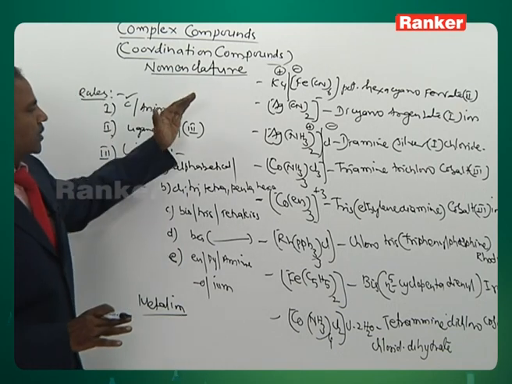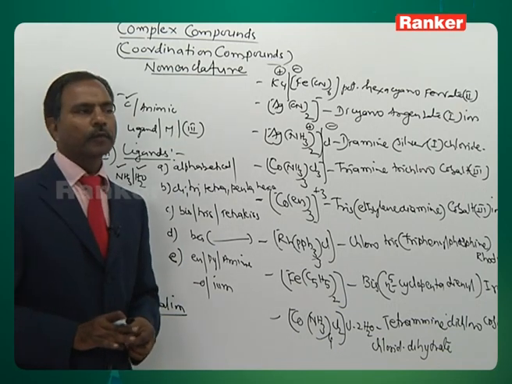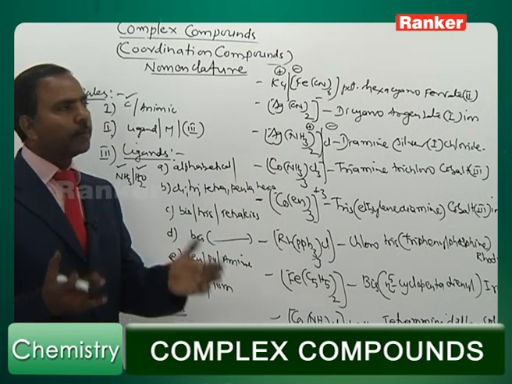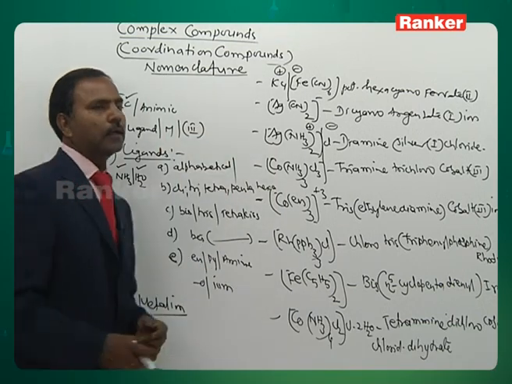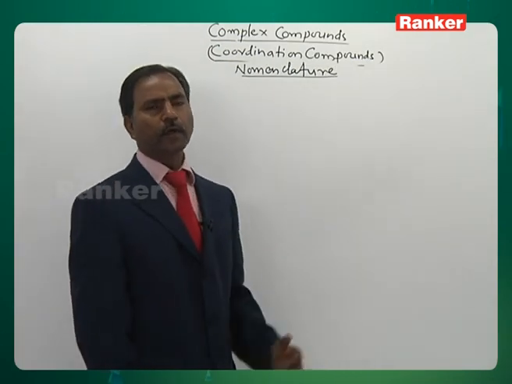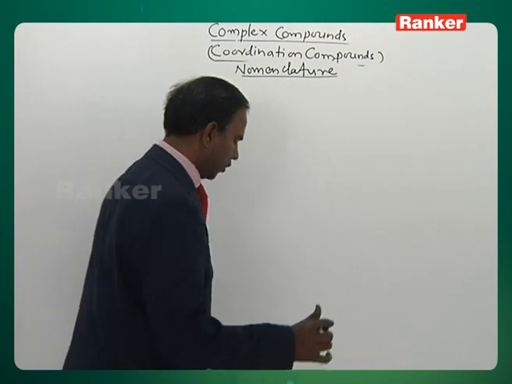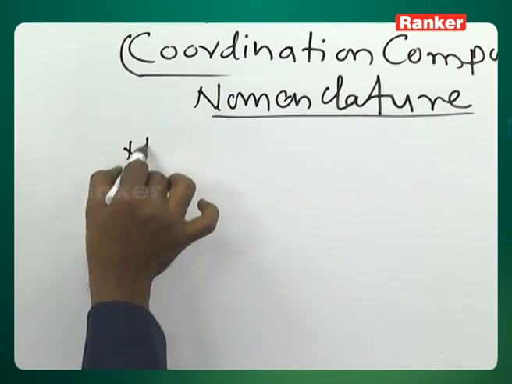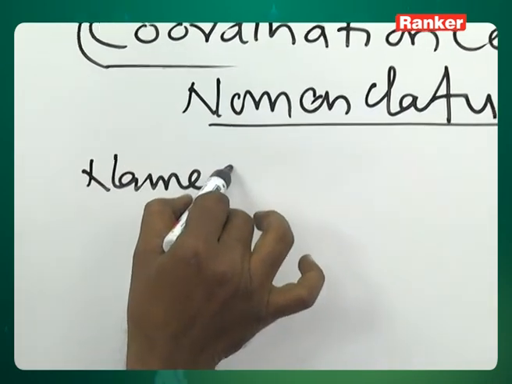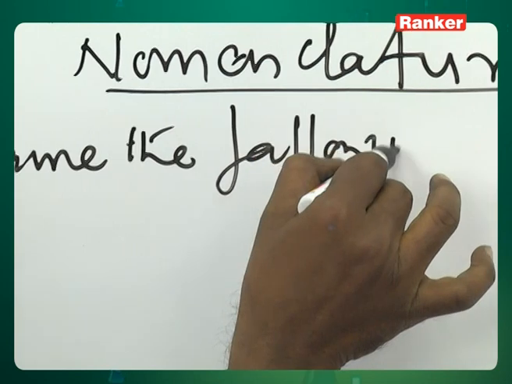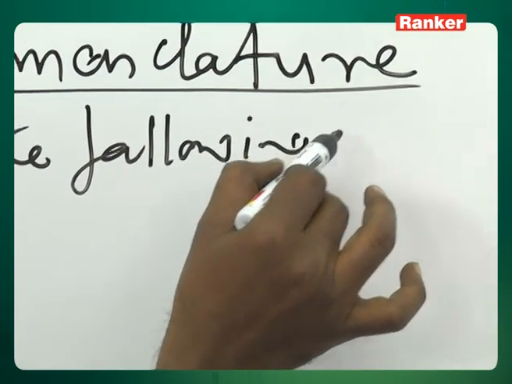Next we see, I highlight some of the complexes on the board. I name these particular complexes. See how I am naming according to these guidelines. Let us see how we name these particular complexes. Name the following complexes.